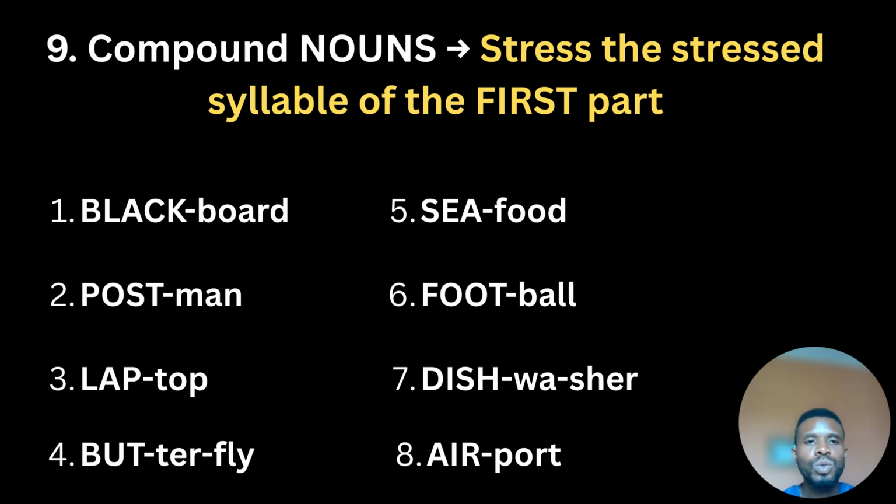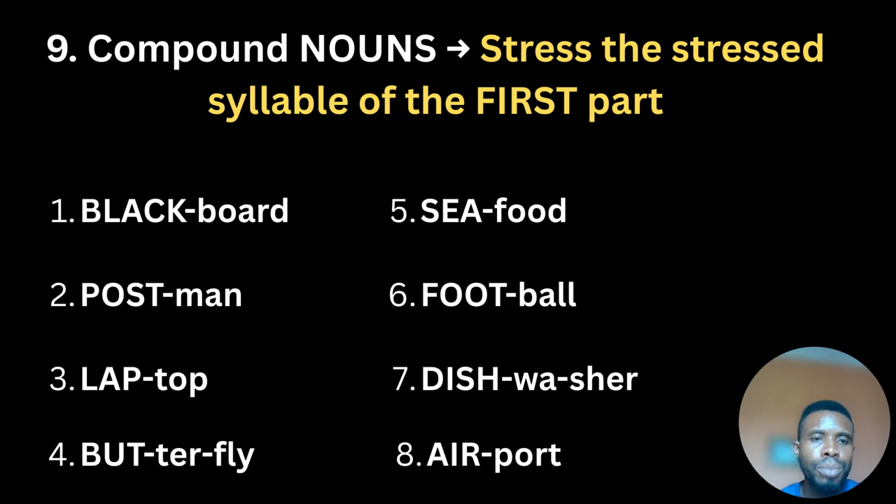Now, for compound nouns, we have two or more words coming together to form a noun. So when that happens, we usually stress the stressed syllable of the first part. That is, we stress the first part. If it's just two words and the first word has only one syllable, stress that first part. But if that first part has two syllables, stress only the stressed syllable there. I'll explain. Let's go ahead.